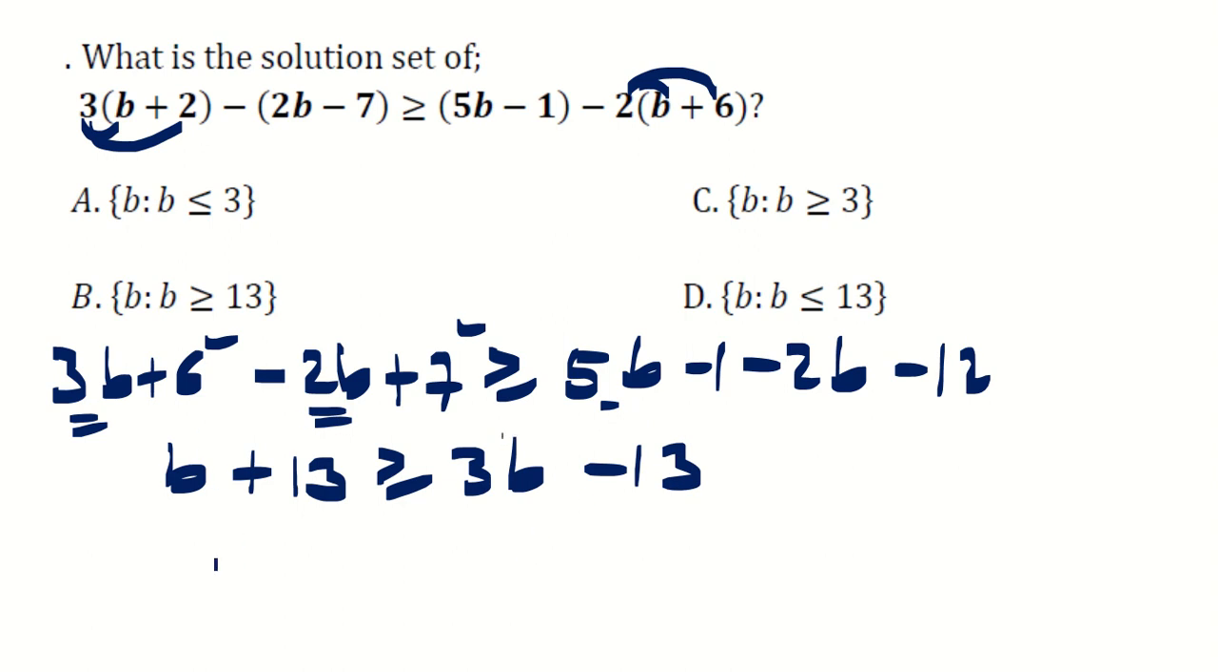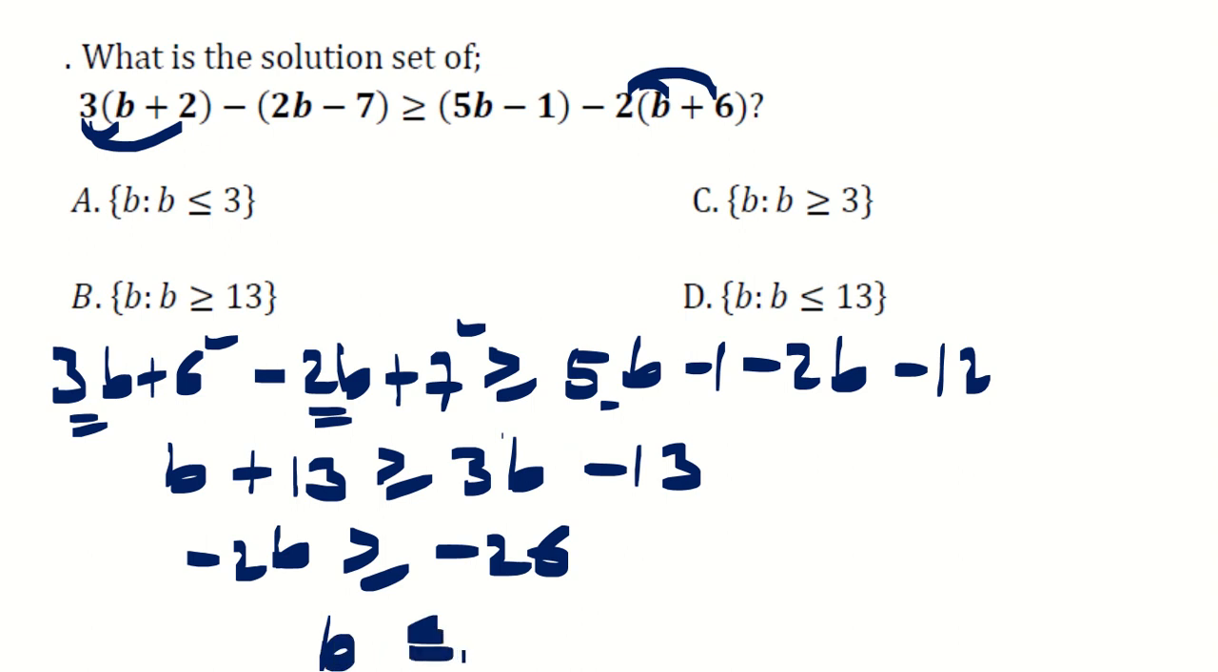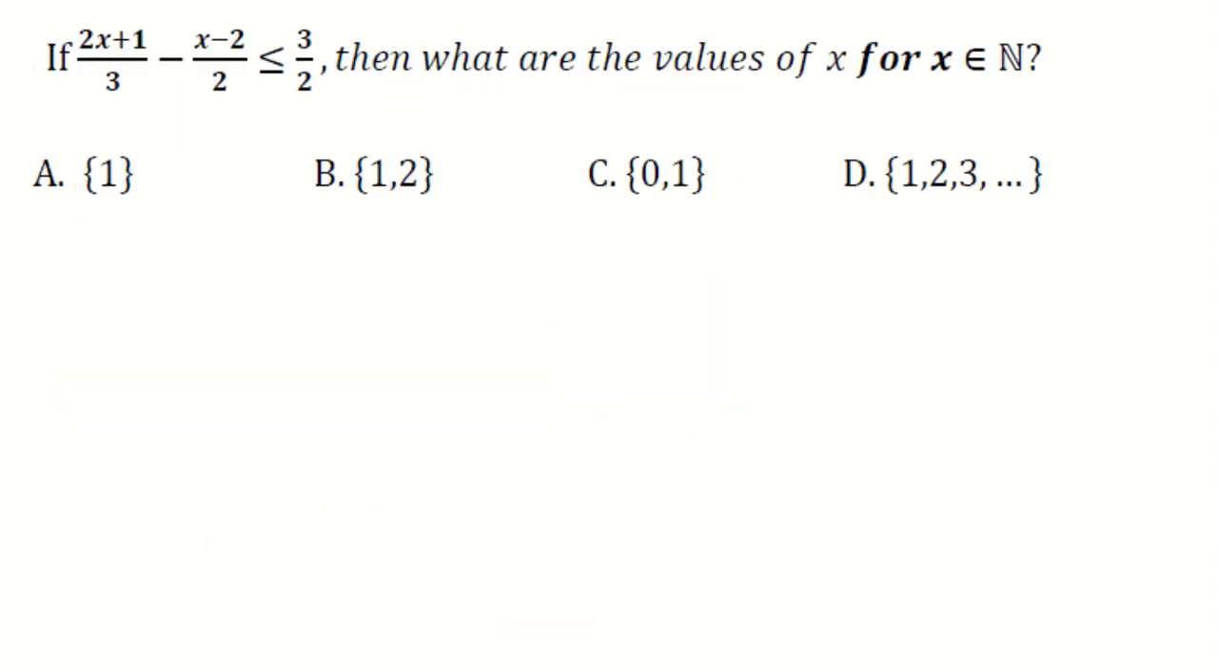And the b will come here. Negative 2b left. Greater or equal to, this goes, and negative 26, because it will be subtracted. Minus 13 minus 13 will be negative 26. Then divide by negative 2, and the inequality will change. So the b will be less than or equal to 13. So the answer will be D. Yes. Okay. Next question.